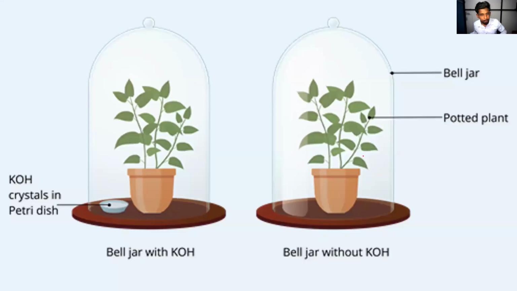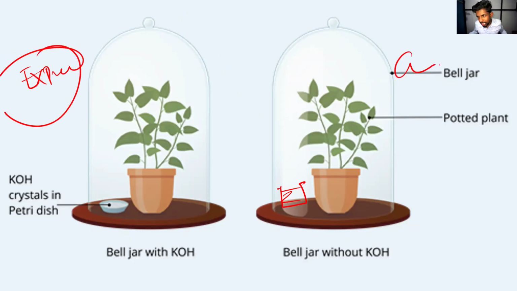Here is the setup. The plant will be there and the glass jar will be there, and we want to place a cup of water, that's all. That is a control setup. Sir, if the setup without KOH is called the control, what is the other setup called? This is the experimental setup, and this is called the control setup.